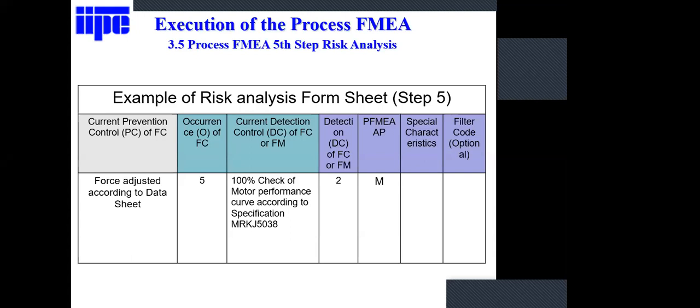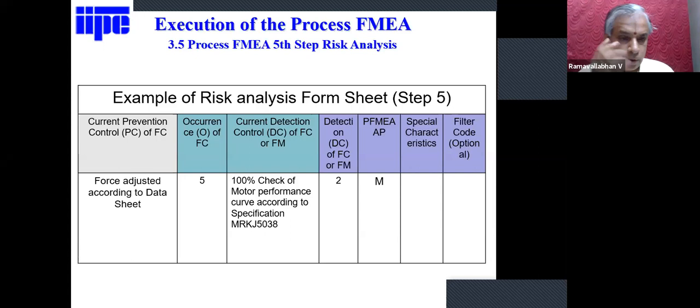So next is the occurrence table. For occurrence, what matters is the current prevention control, and based on that, the occurrence numbers are taken from the table. Likewise for detection also, if you have a 100% check of the motor performance curve, accordingly you can have the detection numbers.